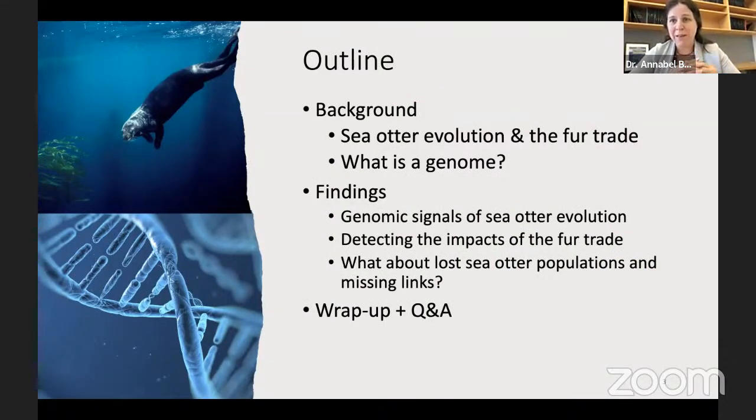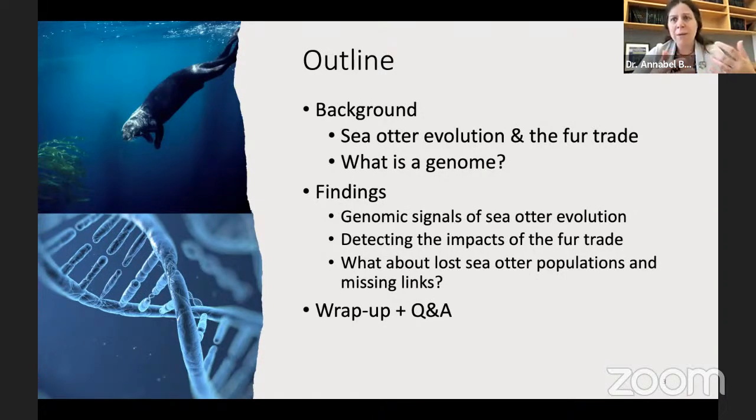Today, I'll be giving you a lot of background about sea otter evolution and the impacts of the fur trade on sea otter populations. And then I'll tell you a little bit about genomics and how it can actually help us answer questions about sea otters and other species. And then I'll take you through some of my genomic findings, actually digging into some of these data for sea otters and what we've learned about their evolution and their population history.